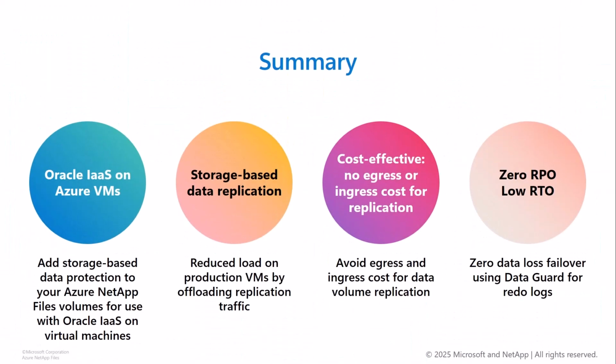In summary, you can now add storage-based data protection to your Azure NetApp Files volumes for Oracle IaaS on virtual machines. This reduces load on production VMs by offloading replication traffic and avoids egress and ingress costs for data volume replication. For zero data loss failover, use DataGuard for redo logs. Cost savings are possible by placing DR volumes in a standard pool and upgrading performance in failover scenarios as needed. Failover your Oracle database to a different zone or region with confidence.